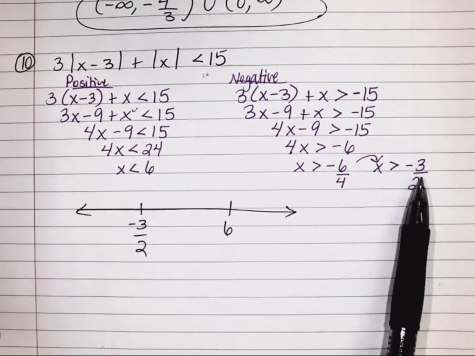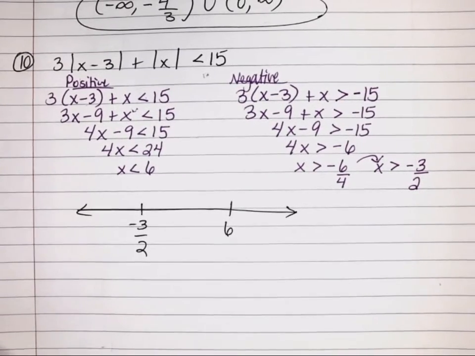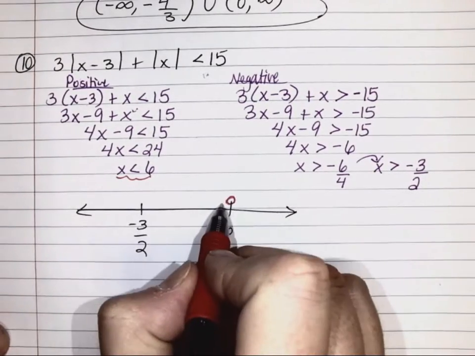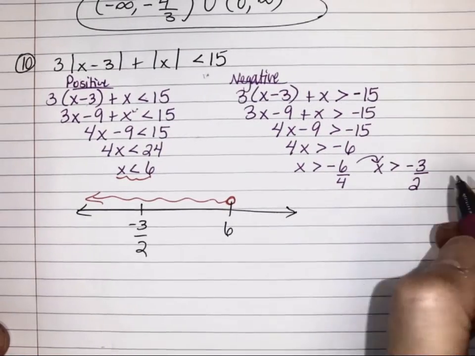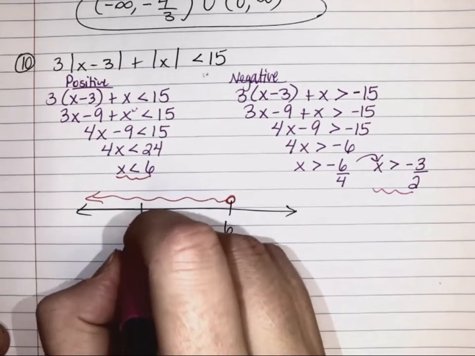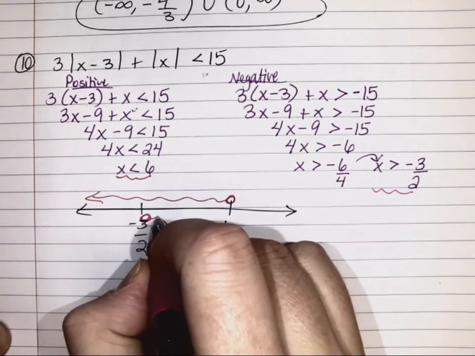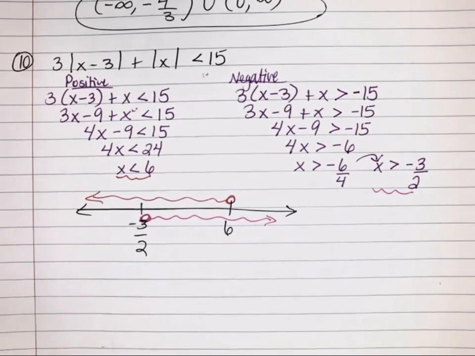So we've got negative 3/2 and then 6. So let's plot our two cases. So x less than 6 has an open hole at 6 going to the left. X greater than negative 3/2 has an open hole at negative 3/2 going to the right forever. So based on what you see, do you think that we're joining or do you think we're finding out where they overlap?